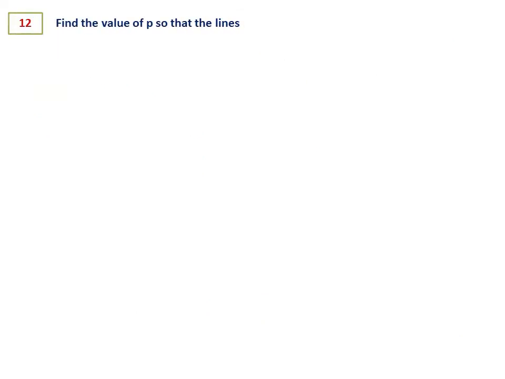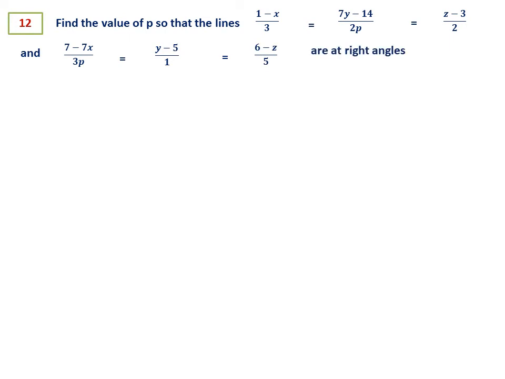12th question. Find the value of p so that the lines, first line is (1 minus x) by 3 equal to (7y minus 14) by 2p equal to (z minus 3) by 2. This is the first line. And (7 minus 7x) by 3p equal to (y minus 5) by 1 equal to (6 minus z) by 5. These are at right angles. They are at right angles.